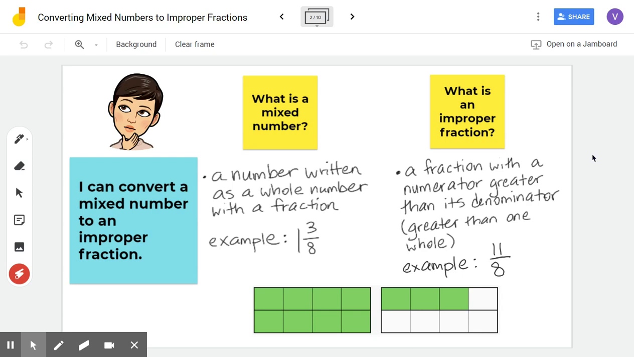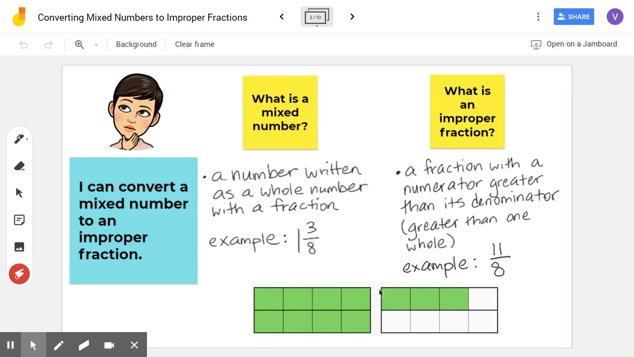So when we're talking about a mixed number, a mixed number is a number that's written as a whole number with a fractional part added to it. Okay, so for example, let's look at 1 and 3/8, and that's how you read it, 1 and 3/8. You have the whole number added to a fractional part. And you can see a visual model right below the number. You have one whole, 8/8, added to a fractional part, 3/8.